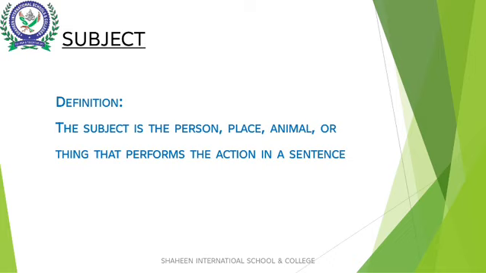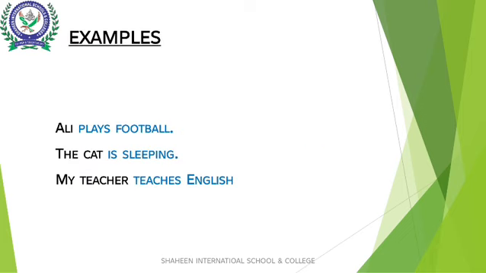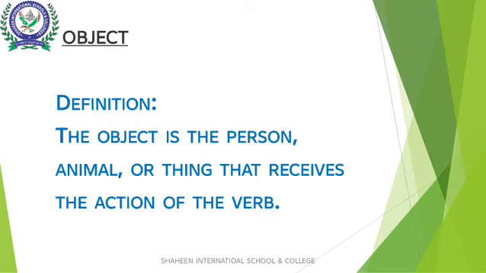The subject is the person, place, animal or thing that performs the action in a sentence. It means that subject is the doer in any sentence, the one which is doing any type of action. For example, Ali plays football, the cat is sleeping, my teacher teaches English. In these sentences, Ali, the cat, and my teacher, they are doing some type of action. That's why they are subjects.